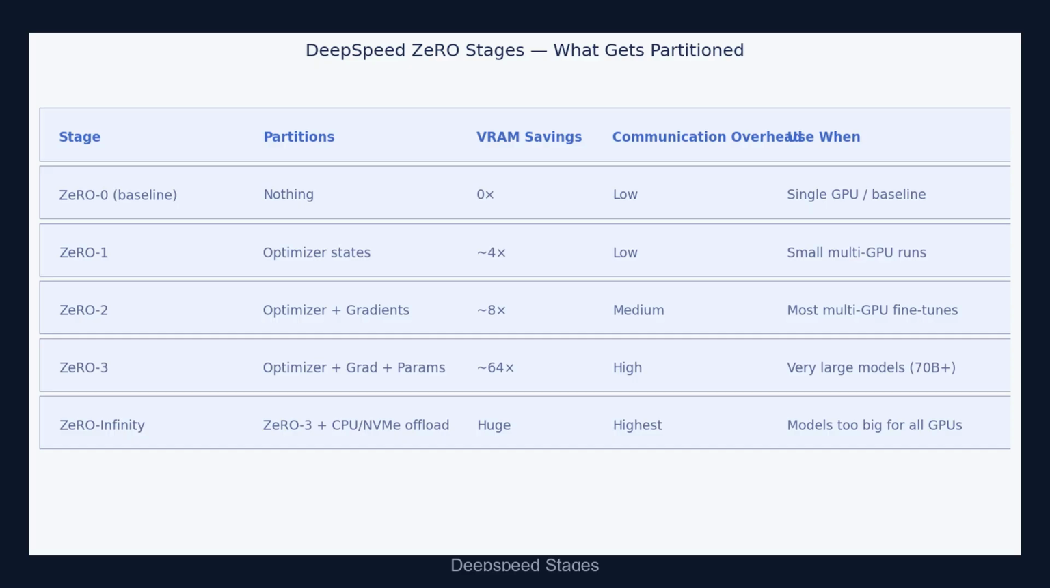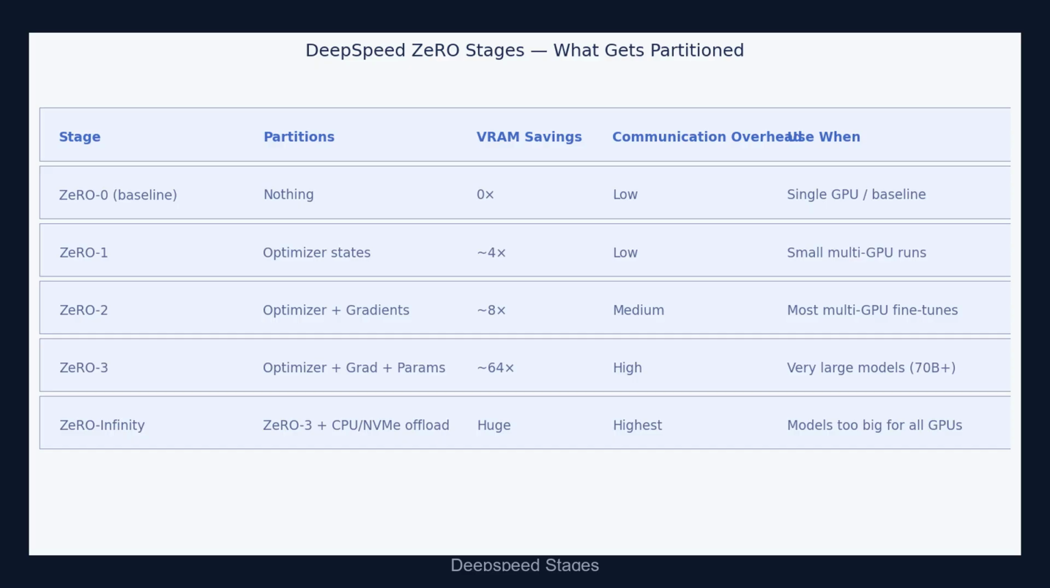Stage 2 adds gradient partitioning on top of optimizer state partitioning, about 8 times savings with moderate communication overhead. This is the most common choice for multi-GPU fine-tuning. Stage 3 partitions everything: optimizer states, gradients, and model parameters. The VRAM savings are dramatic, up to 64 times, but communication overhead is high. This is the tool for models in the 70 billion parameter range that simply won't fit otherwise.